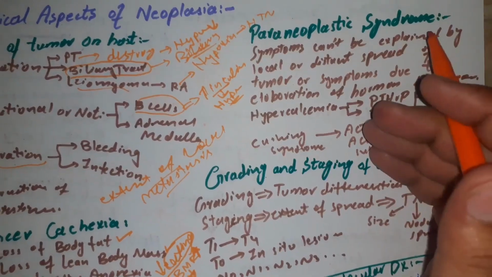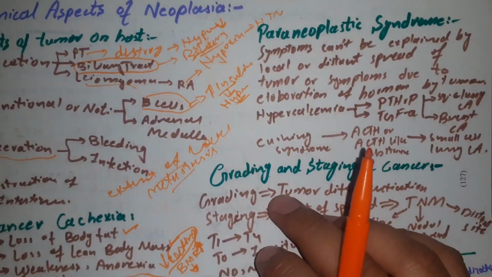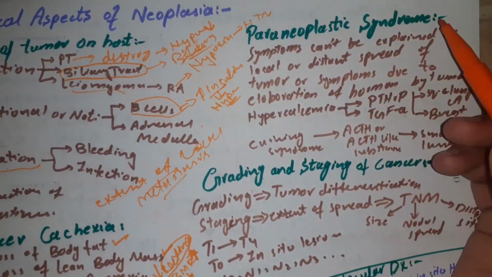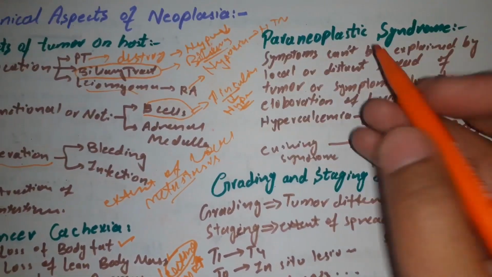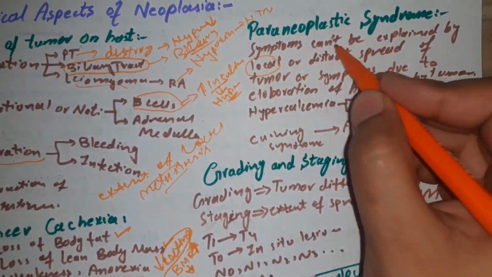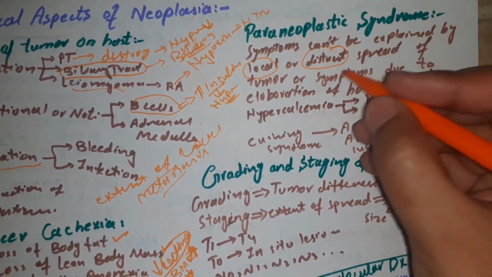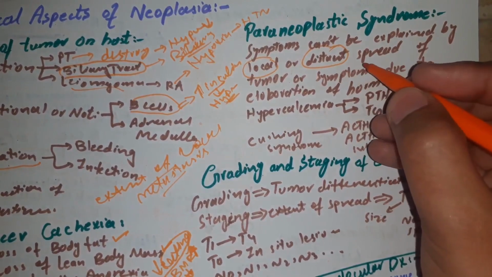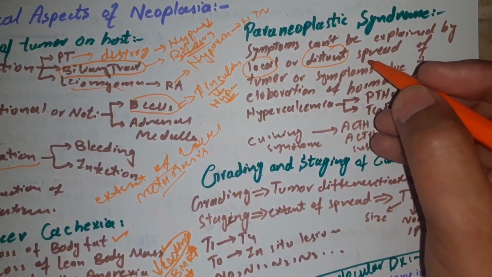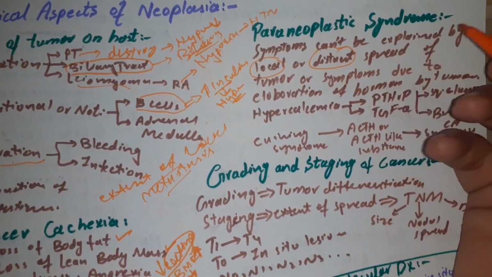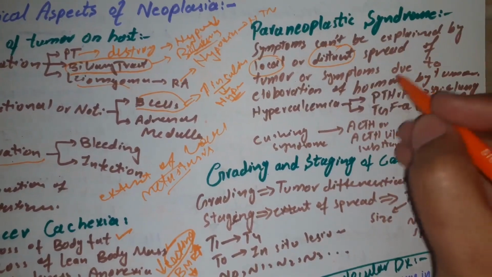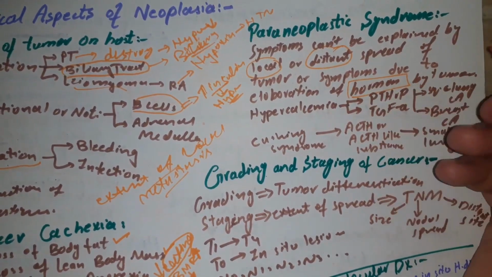Okay, so next we move on toward another terminology related to cancer or neoplasm, which is paraneoplastic syndrome. Paraneoplastic syndrome is basically a set of symptoms which cannot be explained by local or distant spread of disease. It means that the local spread or the distant metastasis of disease does not explain the symptoms associated with a particular neoplasm, and it is mostly due to hormones or hormone related proteins produced by the neoplasm.